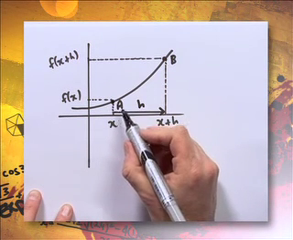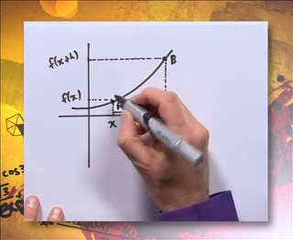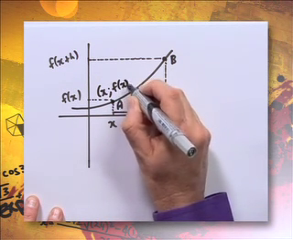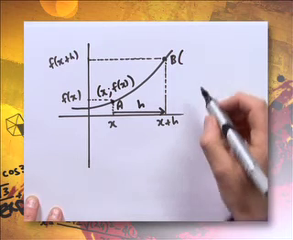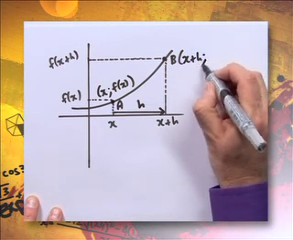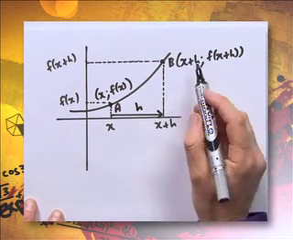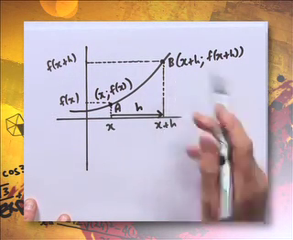Now, Nelson, what are the coordinates of A then? If that's x, then y is f of x. Correct. And this is? x plus h for x, and the y value is f of x plus h. Correct. So we've got points A and B.